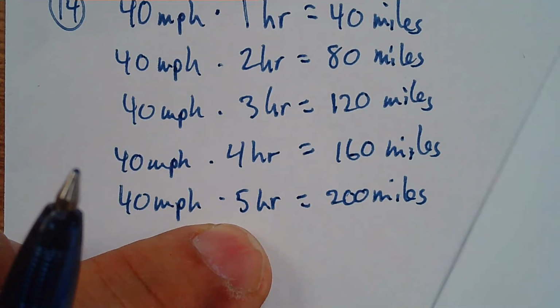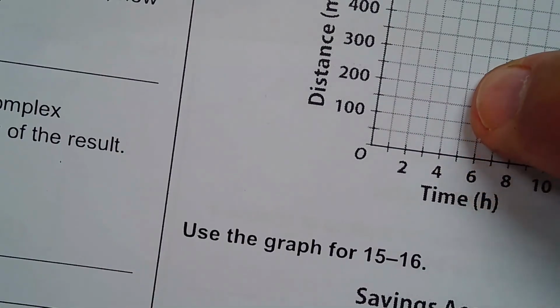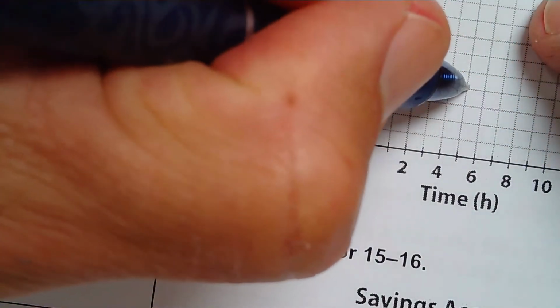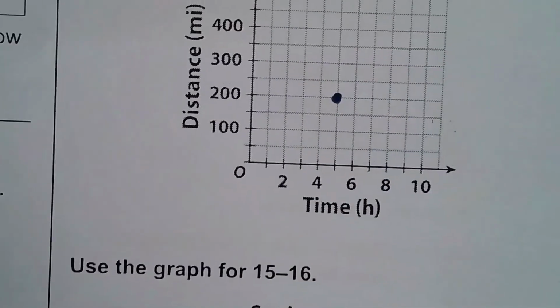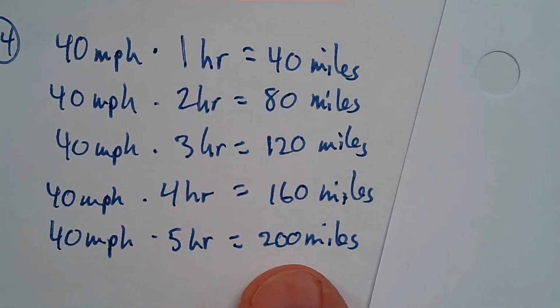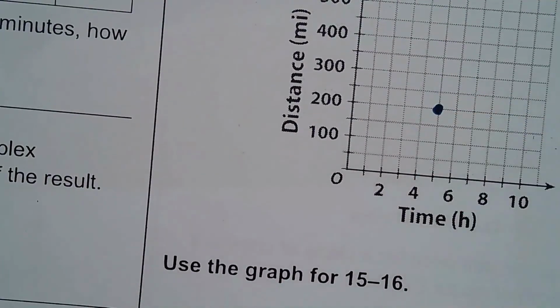I can do that right on my graph here. If you go 5 hours, you go 200 miles. So this one right here, I kept going until I got to that point right there. And again, 5 hours is 200 miles. So 5 hours, 200 miles.